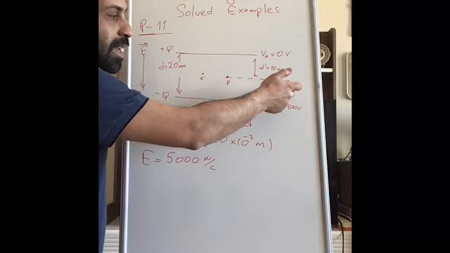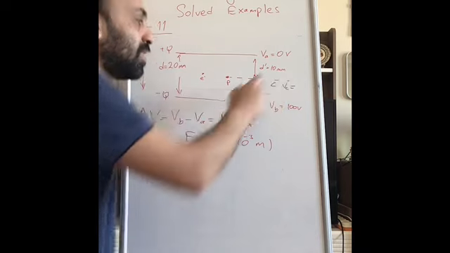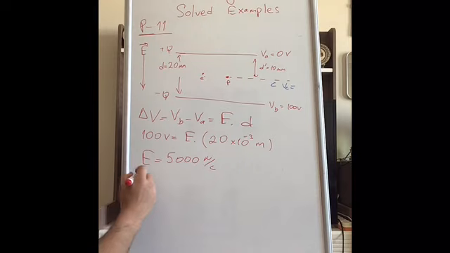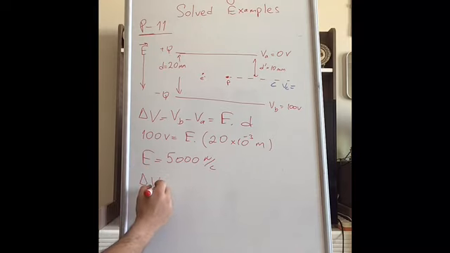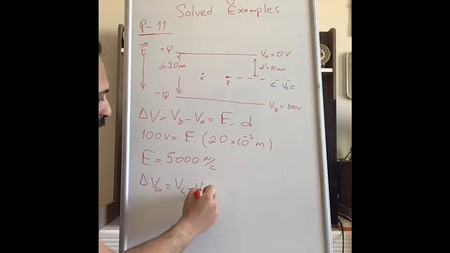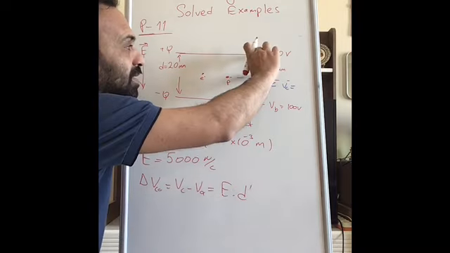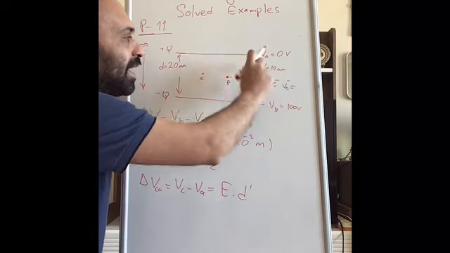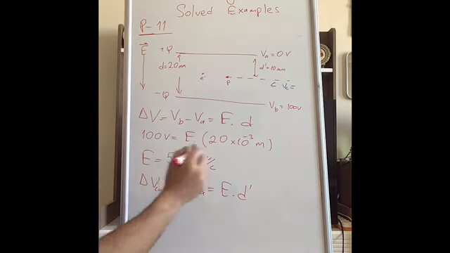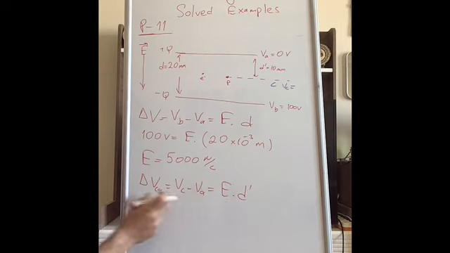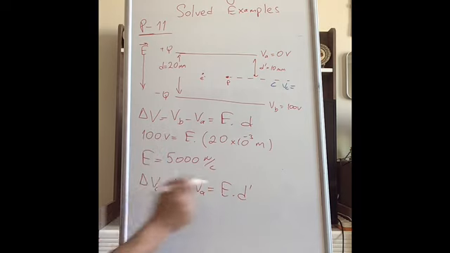And also, we can calculate the electric potential at point C. So the electric potential difference, let me call it CA, which is Vc minus Va, will be equal to the electric field times d prime, right? Because the separation between point C and A is 10 millimeter, d prime. We know the electric field, we know d prime, but we don't know the electric potential at point C. So we can plug what we found into this equation.